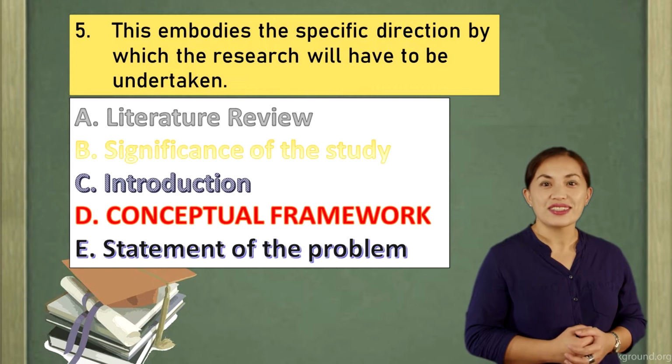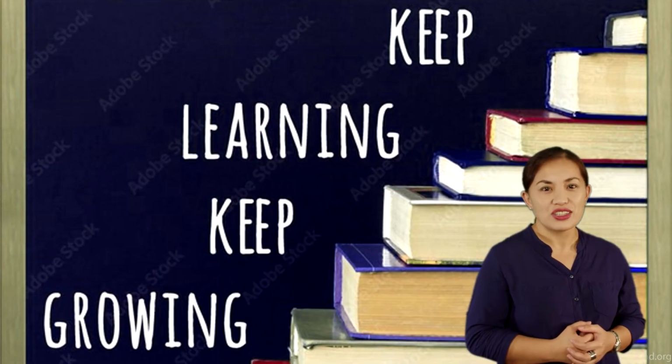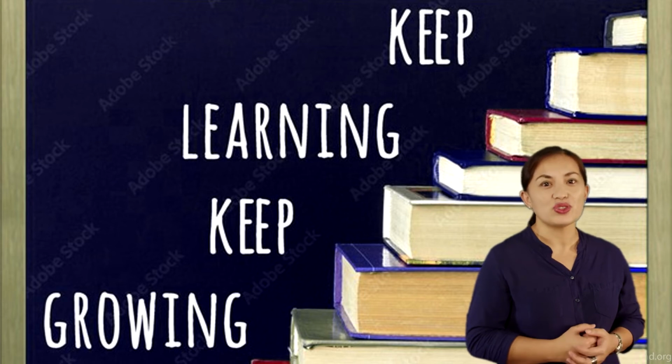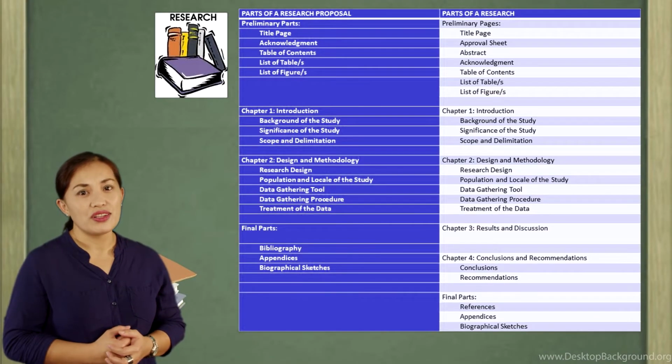So how was it? If you scored a perfect 5, that's awesome. If not, don't worry because the answer is just to keep learning. So let's go, it's time to go deeper. As you can see from the table, we have the parts of a research proposal and parts of research. Under research proposal, we have the following parts.